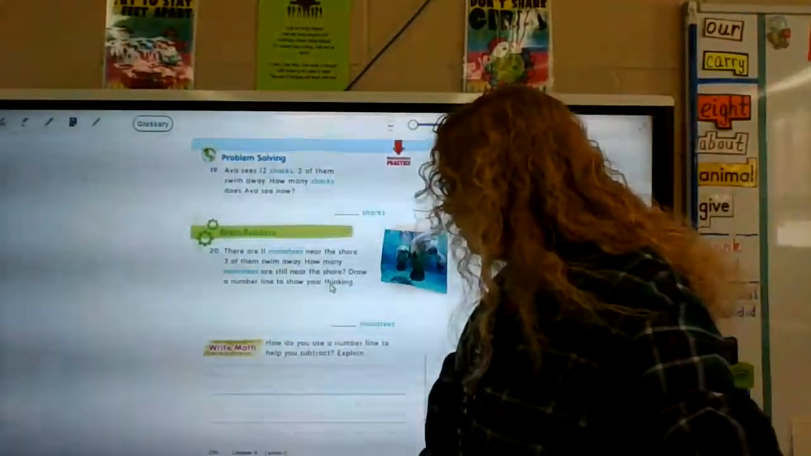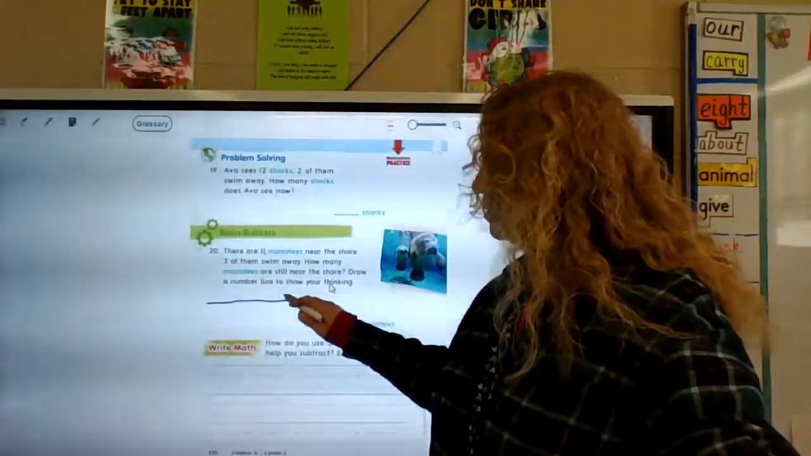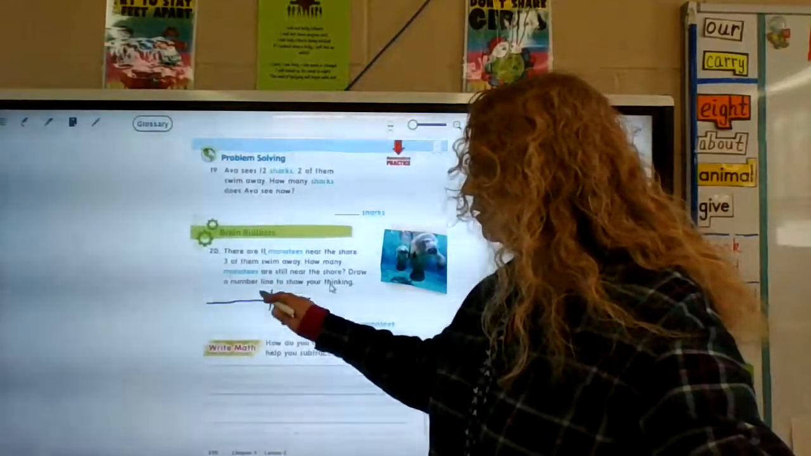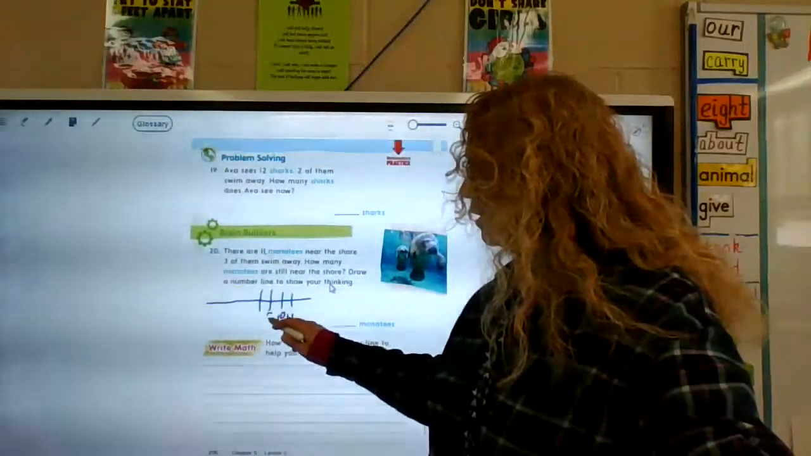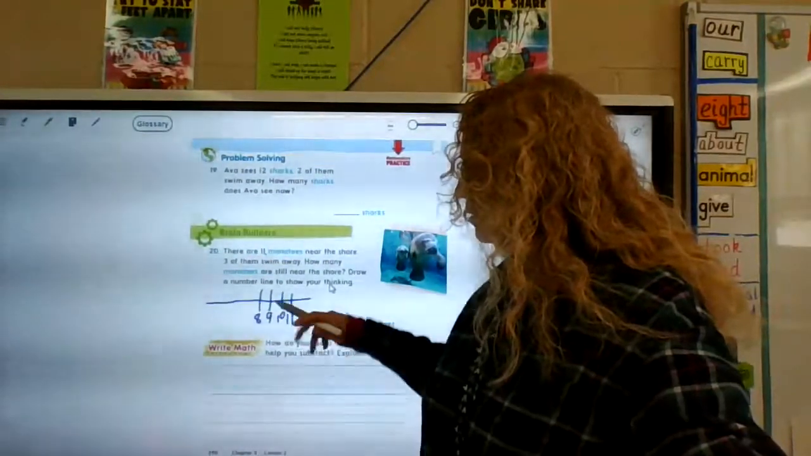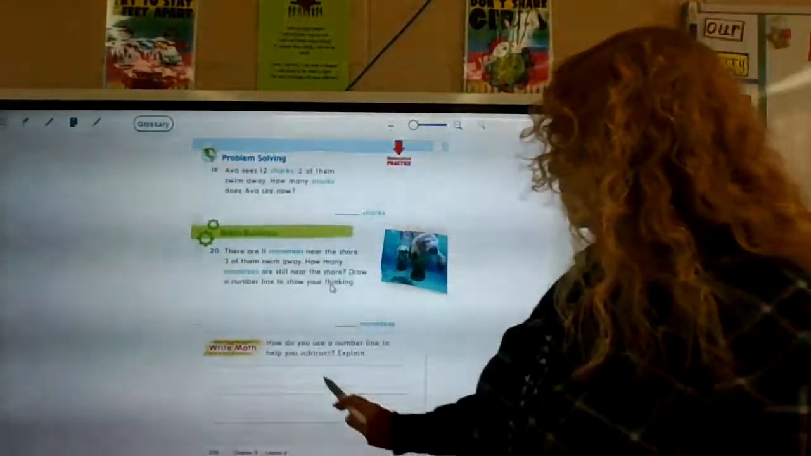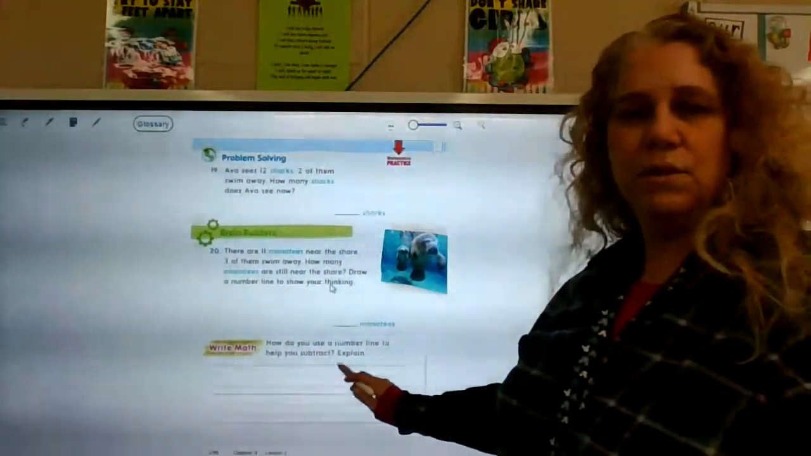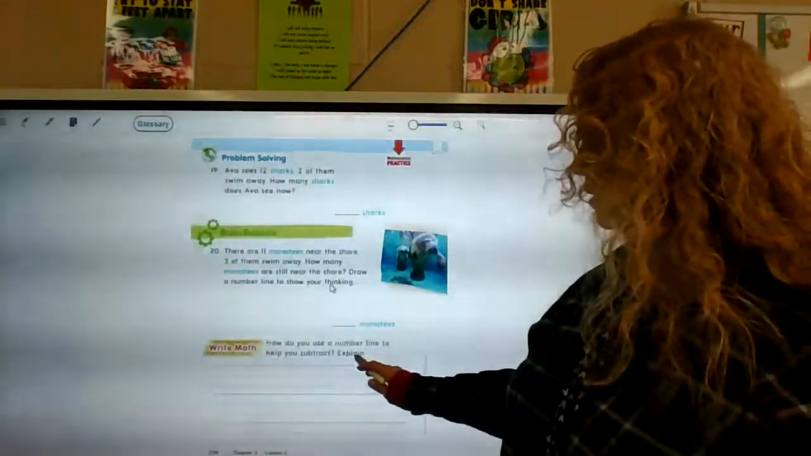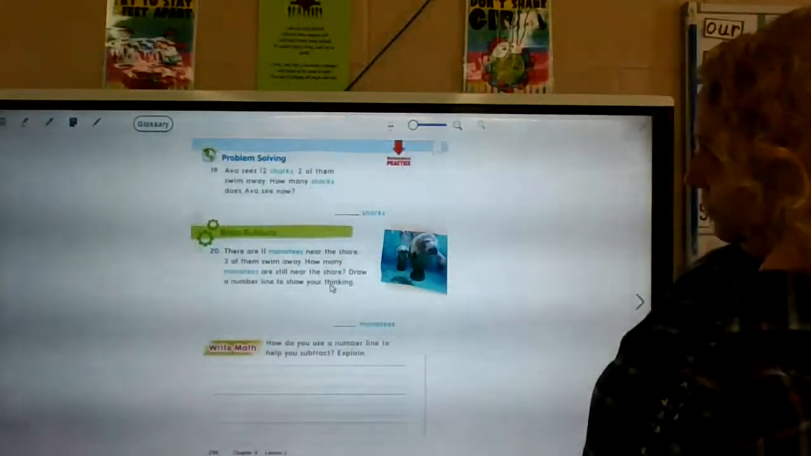Your number line, you would just draw your line. And it looks like you're going to start with 11. So 11, 10, 9, 8. You're going to need to draw it, okay? And go ahead and do this one. I like this one. So you're going to read this and write an explanation, okay?